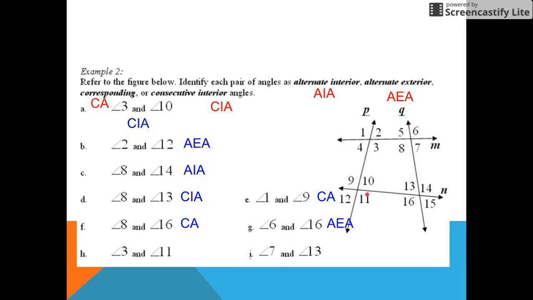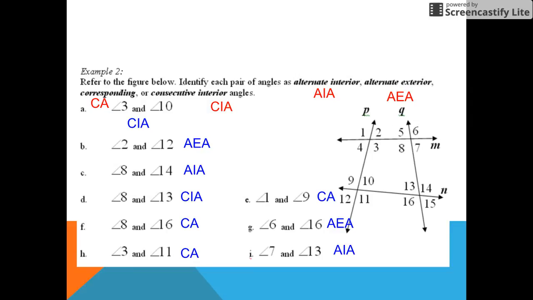Angles 3 and 11, they're both in the bottom right of the intersections between transversal P and lines M and N, respectively, so they are corresponding. And angles 7 and 13 are on opposite sides of the transversal P, and they're both between lines M and N, so they're alternate interior angles.